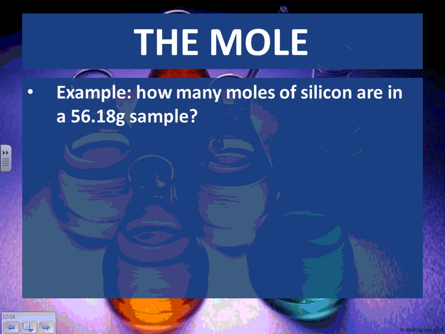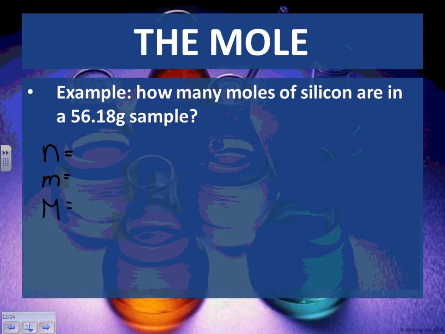Next one: how many moles of silicon are in a 56.18 gram sample? I've got n, little m, and big M. Write out what we know. So they give me this value. What does that correspond with? Is this moles, mass, or molar mass? What are the units? Grams, so it's mass.